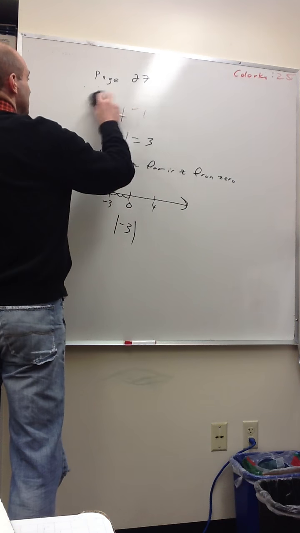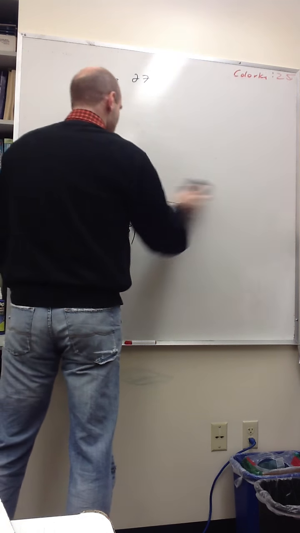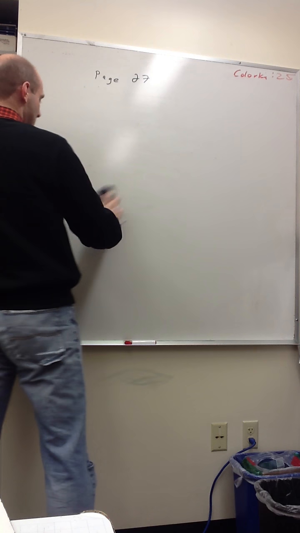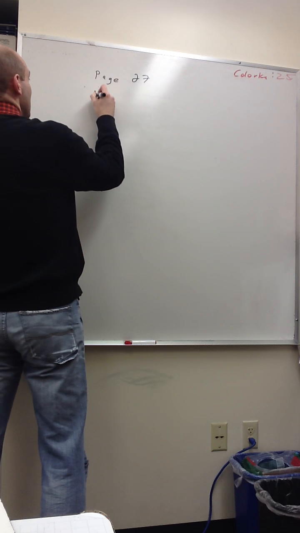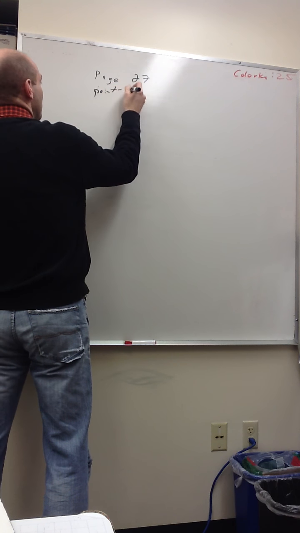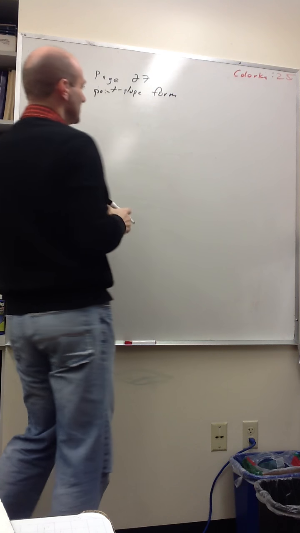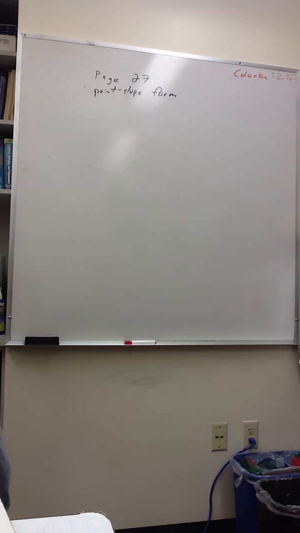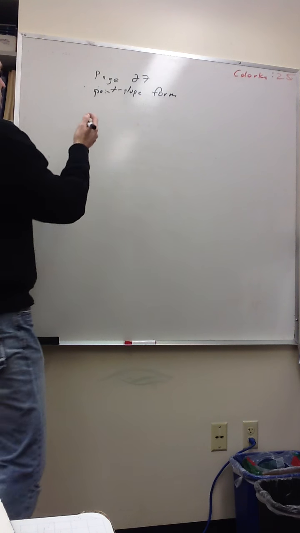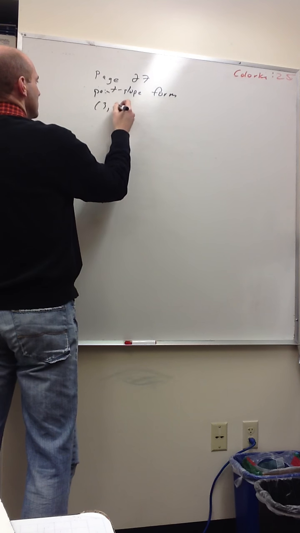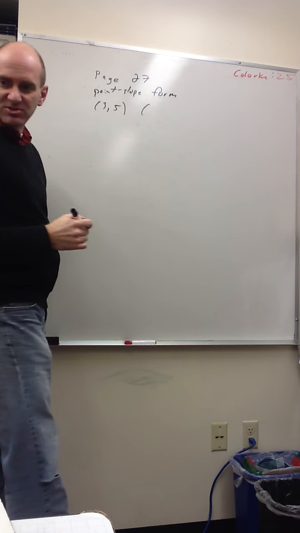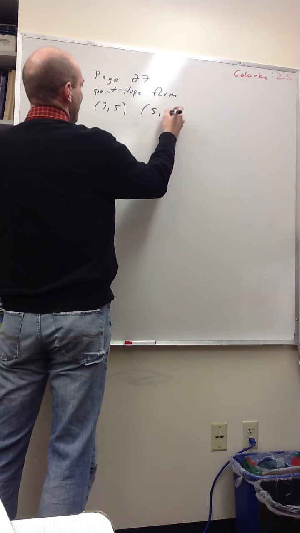Oh, this is a biggie. Take a big breath, pause the video if you need to, get ready, because we're going to talk about point-slope form of a linear equation, something that will be incredibly useful to you. We're going to start off just by talking about 2 points. Let's say we've got the 2 points (3, 5) and (5, 9).